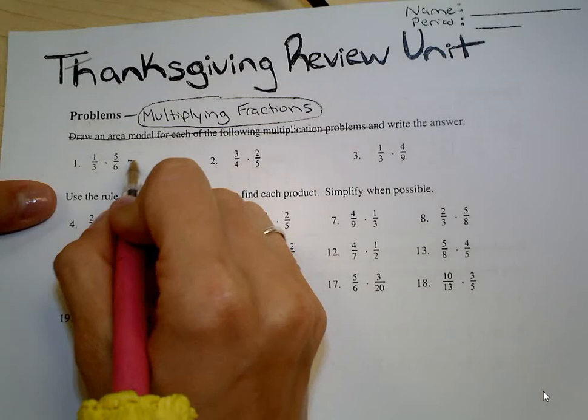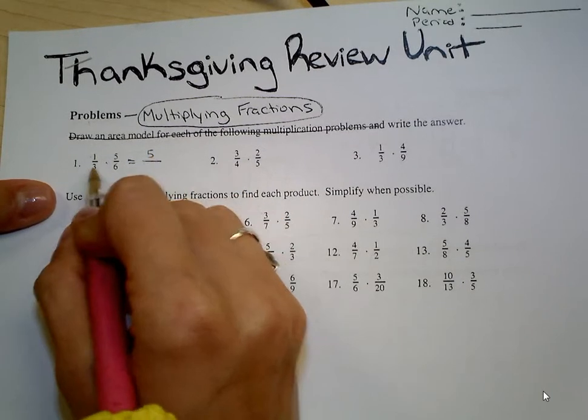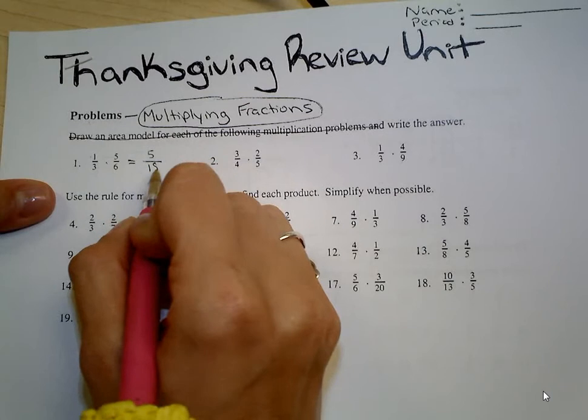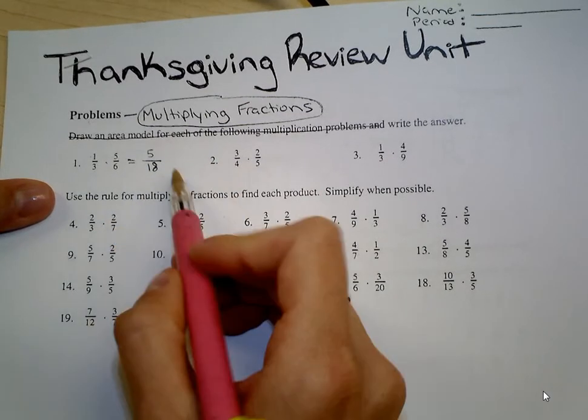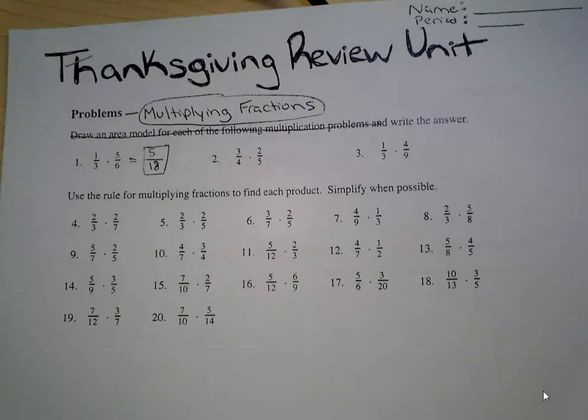So 1 times 5 gives me 5. 3 times 6 gives me 18. I could see if these reduce, but I can't. So this is my final answer. And you can check your answers too at the bottom of the page.